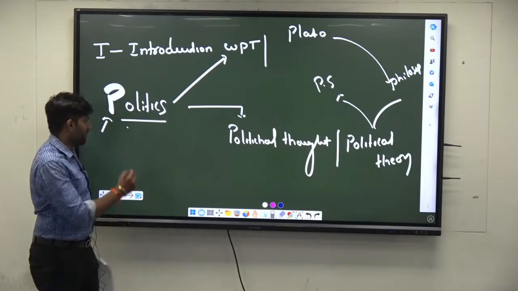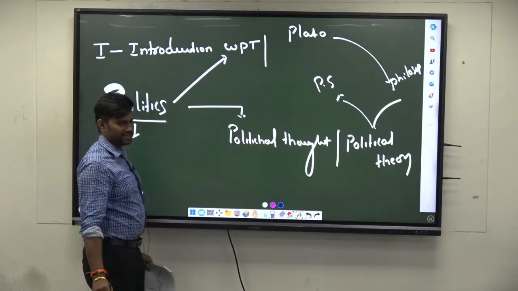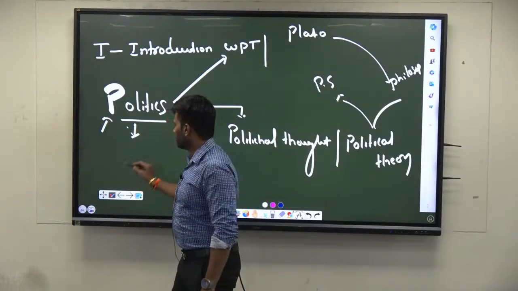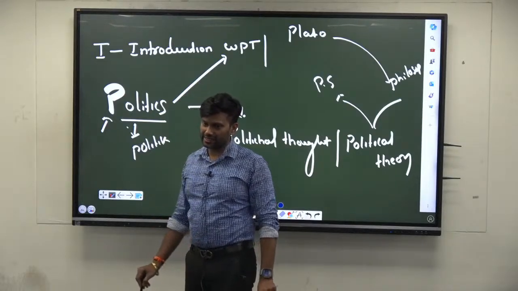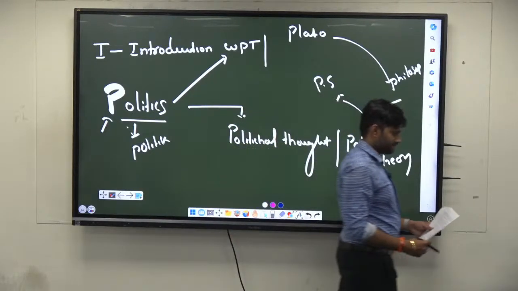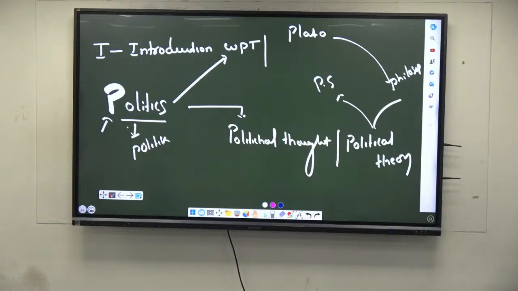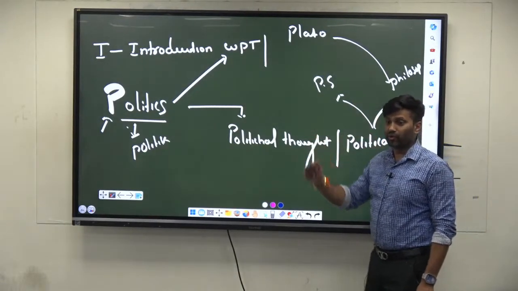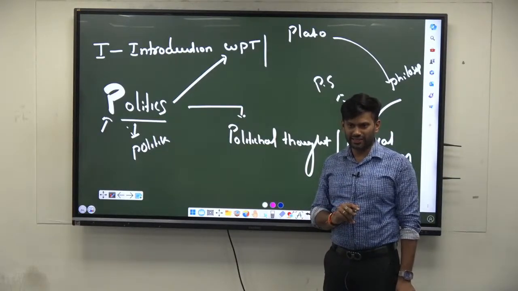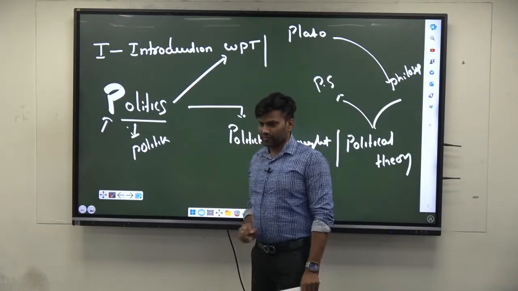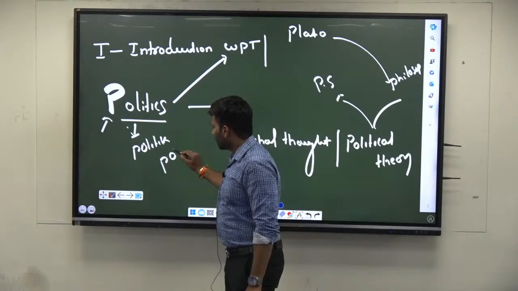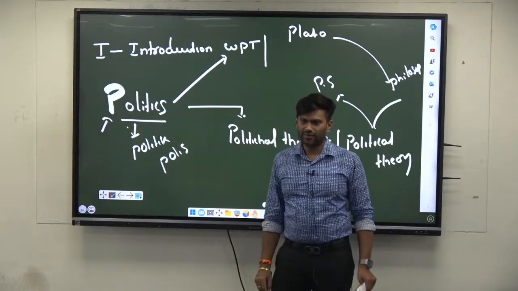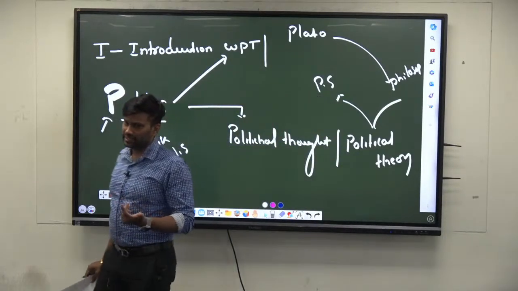So what is the meaning of politics? It can also be called politic. So what is politics or politic? What do we mean by that? If you take Aristotle, he has written a book, the name of the book is only Politics. If you go back to Greek time, there is a Greek word called polis. What does polis mean? City, state.